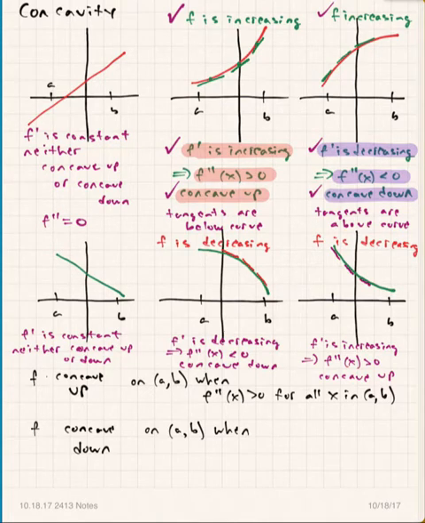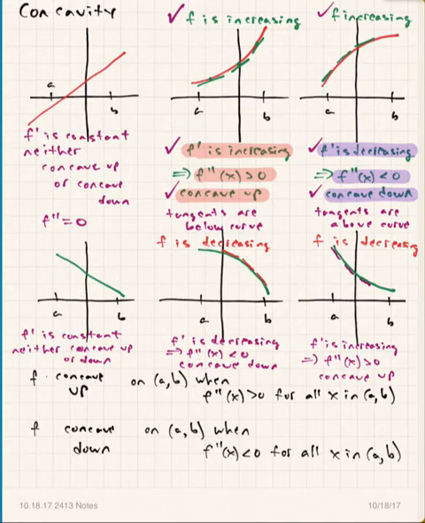And the function's concave down on an interval from a to b when the second derivative is negative for all x in the interval from a to b.